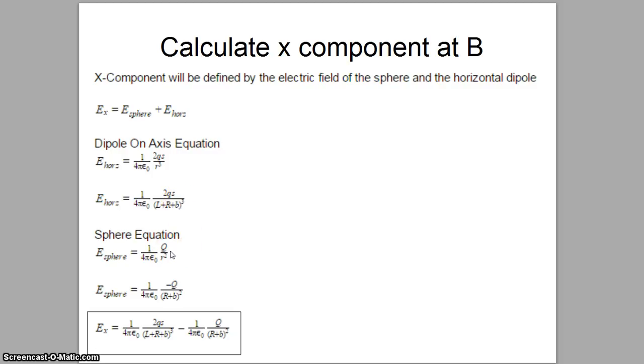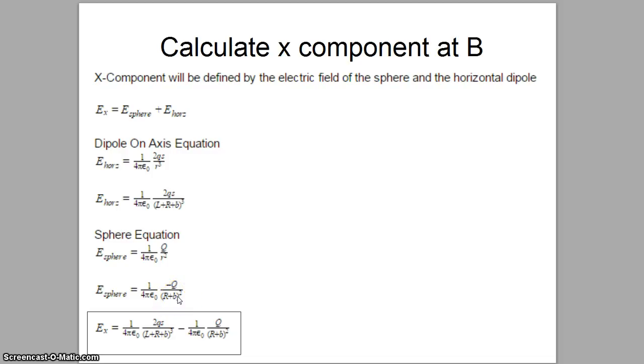Now let's get to our sphere. Our sphere is interesting because when something is outside of the sphere, we can treat the electric field of the sphere as that of a point charge at the center of the sphere. That means that the electric field of the sphere is simply 1 over 4 pi epsilon naught times the charge divided by the distance squared. With our values, the electric field of the sphere is equal to 1 over 4 pi epsilon naught times negative q, remember we have a negative charge, divided by the radius of the sphere plus the distance to our point, squared.